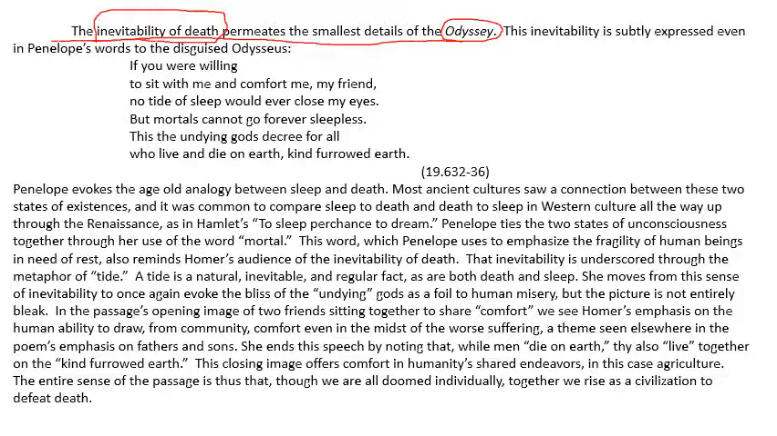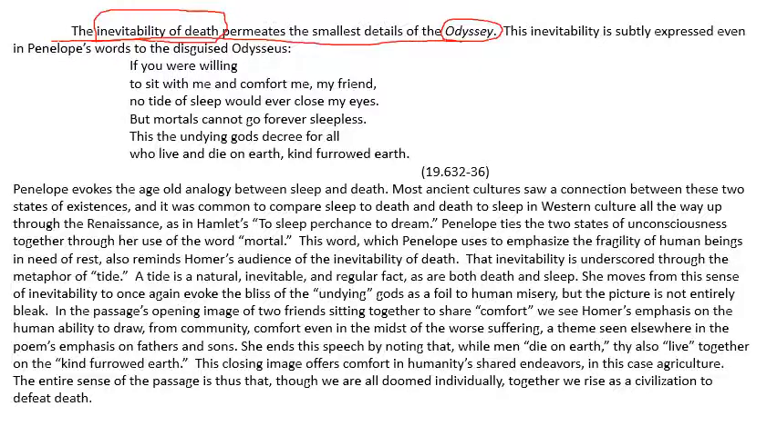Now, obviously, the Odyssey is about a lot of things. It's about family. It's about endurance. It's about wonder. There are a lot of things the Odyssey is about, but we're not going to try to cover everything the Odyssey is about in this paragraph. We're going to look particularly at the poem's view of the inevitability of death.